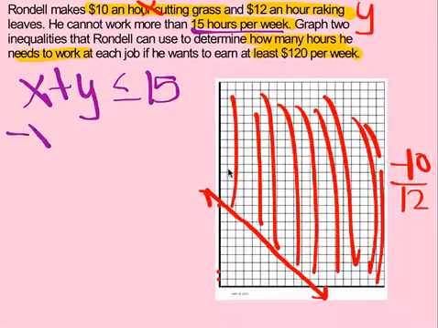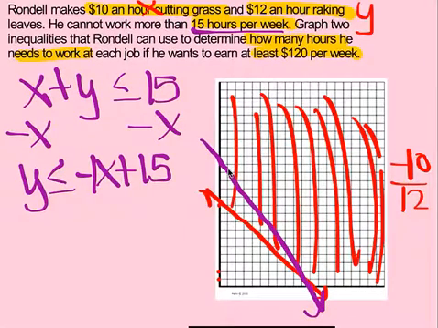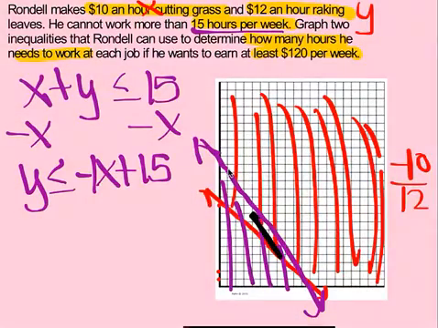So I need to solve this for y. I'm going to subtract x from both sides, and then I get that y is less than or equal to negative x plus 15. So we're crossing the y-axis at 15. So that's going to be right here. And then my slope is negative 1. So I'm going down 1, right 1, down 1, right 1. And then I'm going to have a solid line going down, and then I'm going to shade underneath that. Okay, so then my overlapping region is just this little snippet inside of here. So I want to make it obvious that that's where my solutions lie.